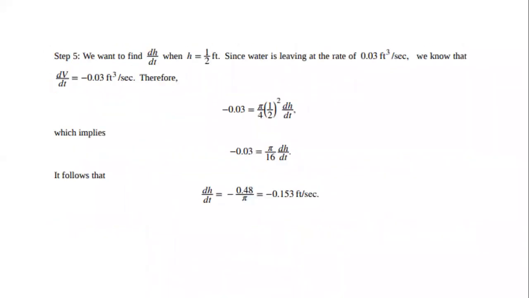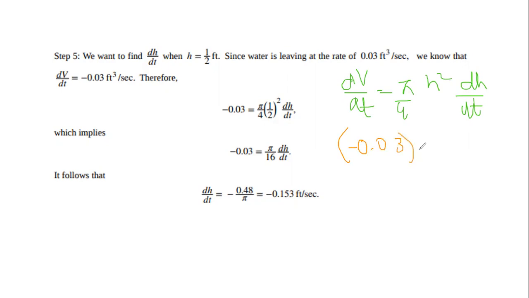Then we have to find these two values. I have to find dh/dt, with the height value of 1 upon 2 feet, and the rate of volume is minus 0.03 feet cubed per second. So dV/dt equals pi upon 4 h squared dh/dt. So minus 0.03 equals pi upon 4 times h, which is 1 upon 2, squared, times dh/dt.